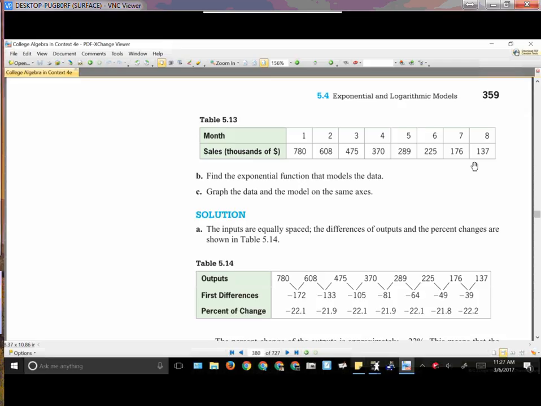So I look here. Here it dropped by 72. Here it dropped by 133, 105, 81, 64, 49, 39. Okay. Doesn't look like it's doing much of anything, does it? But take a look at the percent of change. Now this is where actually looking at the percentage, for those of you that aren't quite giving me your attention, is necessary.